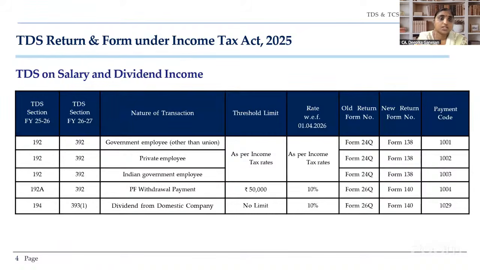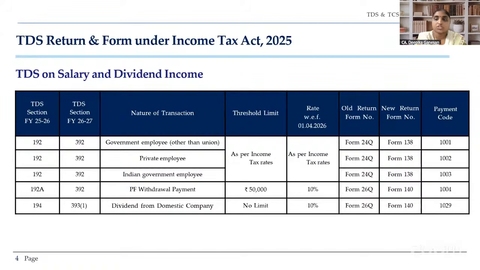So salary and dividend income, the previous section was 192 for whether it is government employee or a private employee. Now here the section is replaced by 392. So again, we have separate payment code. The forms are same. That is for all three categories, the forms are same. That is form 24Q is replaced with form 138, and the rate is also same as per the slab rate only.